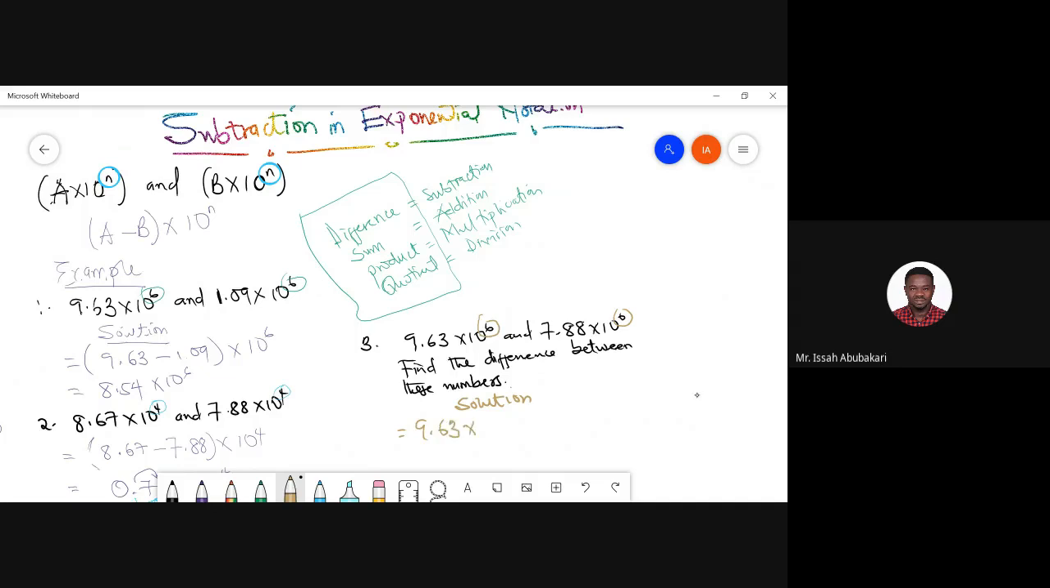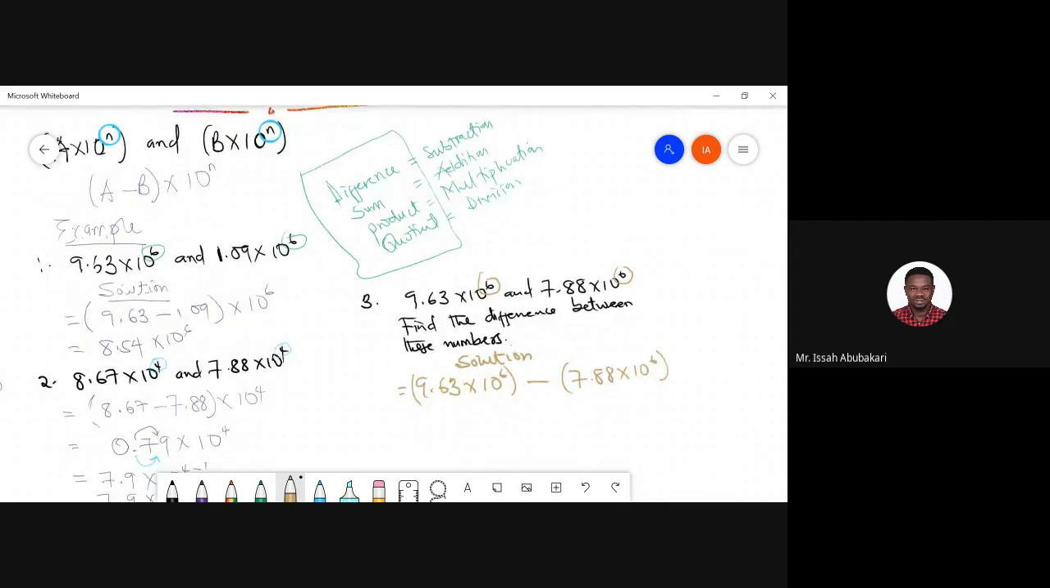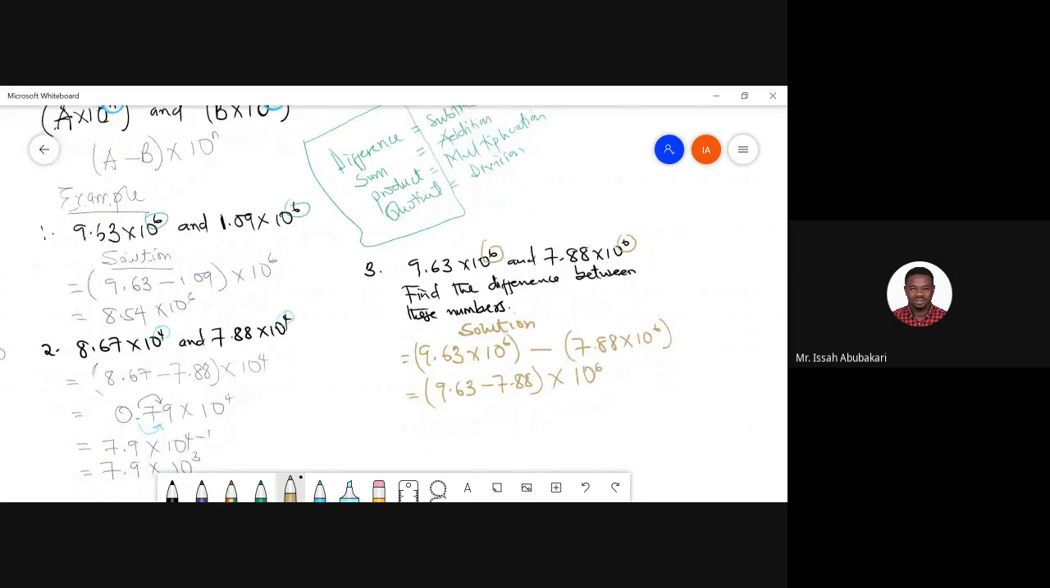9.63 multiplied by 10 power 6 minus 7.88 times 10 power 6. And then we go back to the original formula, which says we can subtract this one. 9.63 minus 7.88 multiplied by 10 power 6. Is that okay? So now let's find the difference.